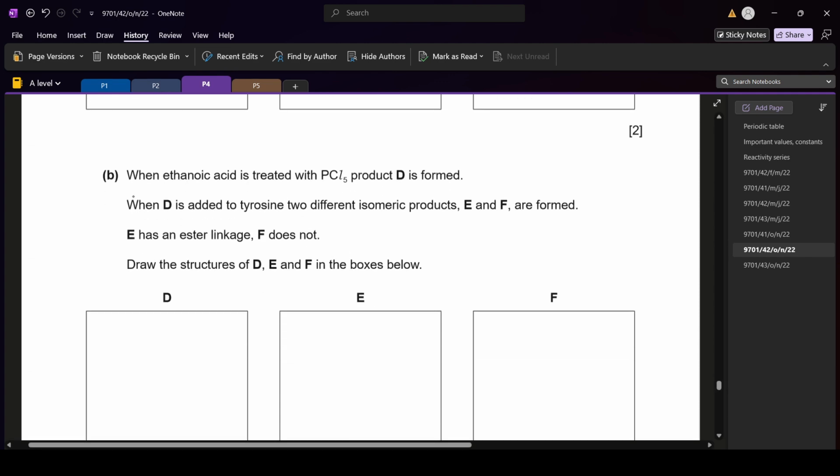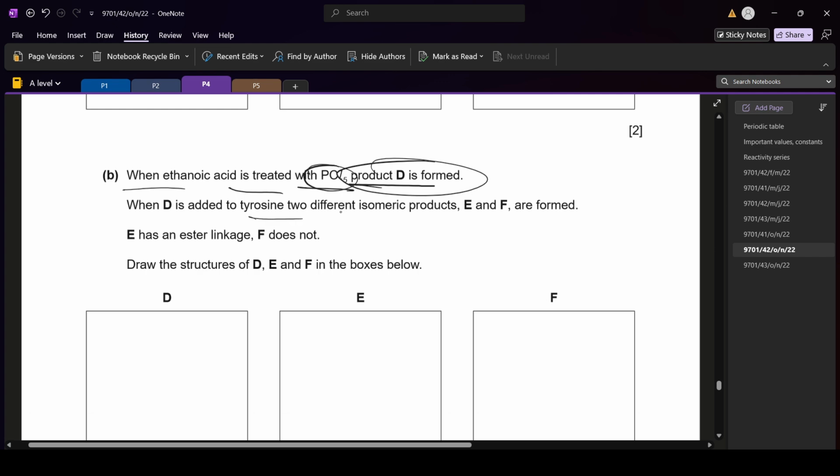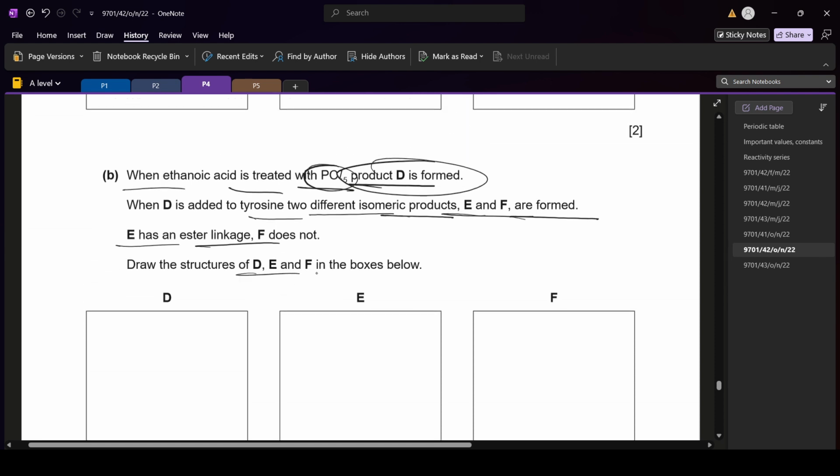Okay, now part B. When ethanoic acid is treated with PCl5, product D is formed. When D is added to tyrosine, two different isomeric products E and F are formed. Okay, so E has an ester linkage, F does not have. So draw the structures of D, E, and F.